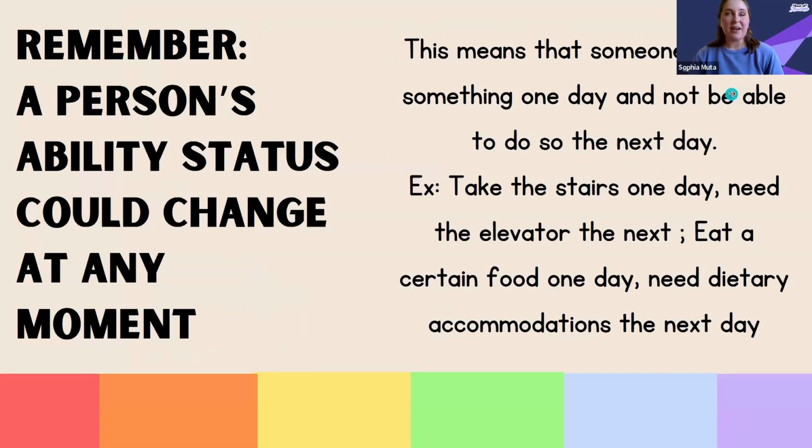And I just want to set a reminder that a person's ability status could change at any point, right? This means that someone could do something one day and then they're not able to do it the next day, right? An example would be maybe they're able to take the stairs one day and the next day they need an elevator. Maybe they're able to eat a certain food one day. Maybe they need a dietary restriction the next, or a dietary accommodation the next, right? Personally, for me, one day I could eat gluten, and then May 2023, I could not eat gluten. So that is just the nature of ability status.